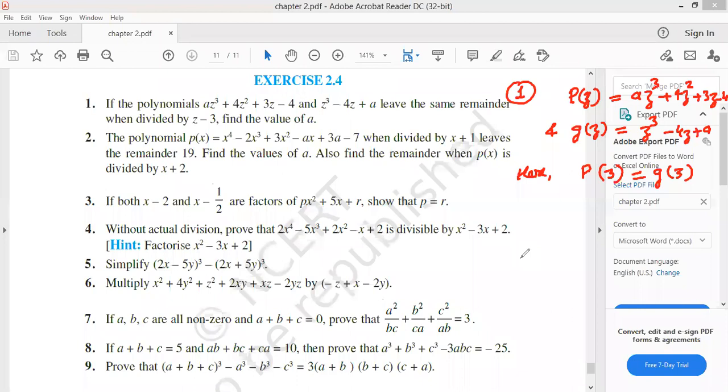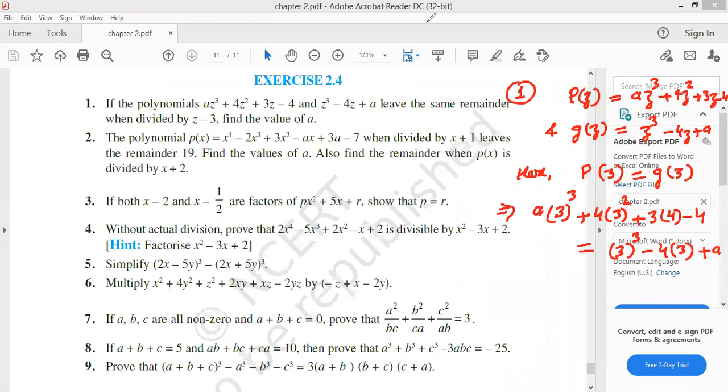That means if you substitute z equals 3 in p of z, and substitute z equals 3 in g of z, we'll get the same remainder. That means after solving we'll get the same answer. So just substitute the value now. P of 3 will be a into 3 whole cube plus 4 into 3 whole square plus 3 into 3 minus 4 is equal to 3 whole cube minus 4 into 3 plus a. This statement is clear to everyone.